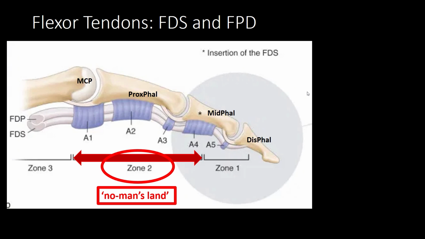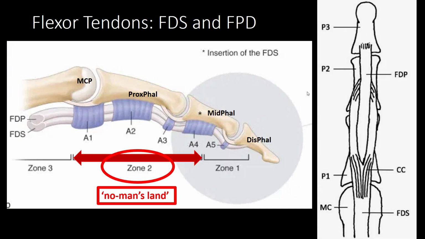So this was, now I think we're doing better, but this is still called that no man's land area, Zone 2. So why is this important? If we look at the anatomy a little more, here's an important thing to point out anatomically. At the level of the metacarpal head, the FDS is superficial to the FDP. That's where it gets its name. It's the superficialis there, and the profundus is deep to it.